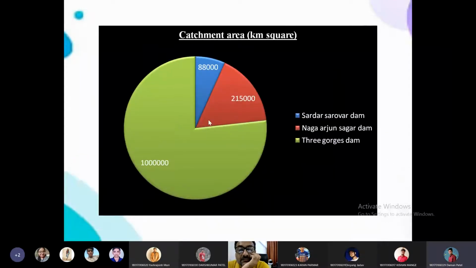Catchment area. For Sardar Sarovar, it is 88,000 square kilometers. For India, the largest catchment area is of Nagarjuna Sagar Dam. It is 215,000 square kilometers, and the catchment area for Three Gorges Dam, which is highest in the world, is about 1 million square kilometers.